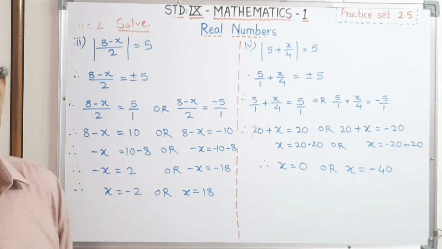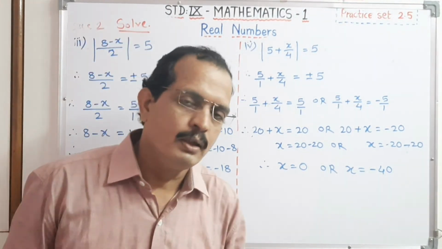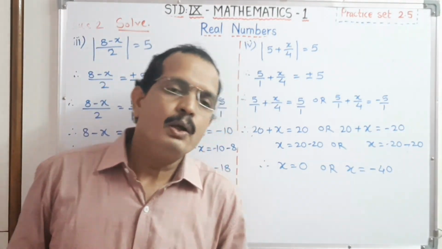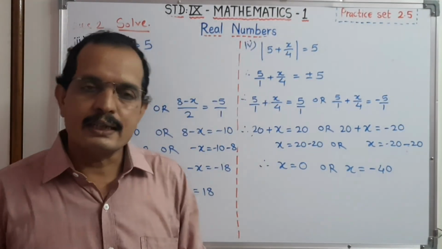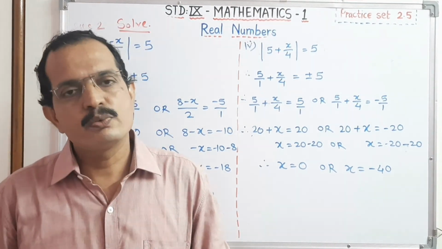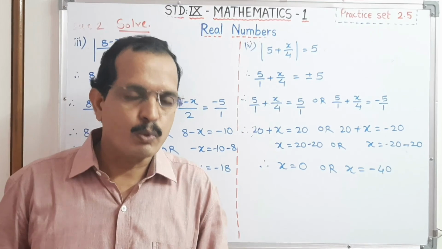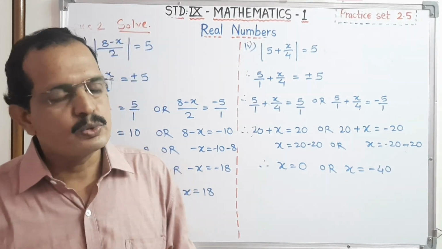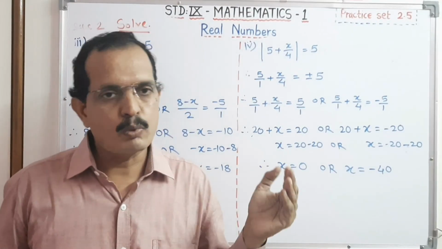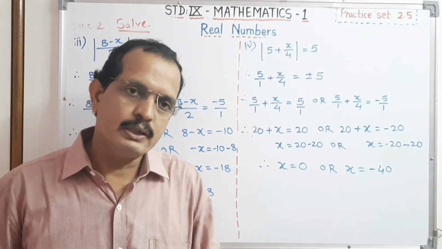Dear student, here we completed the practice set 2.4 and 2.5. That means the chapter 2 is completed. Problem set is remaining. In the next video, we start with the problem set. Dear student, some questions related with this topic are in the problem set. Try to solve this. Thank you.